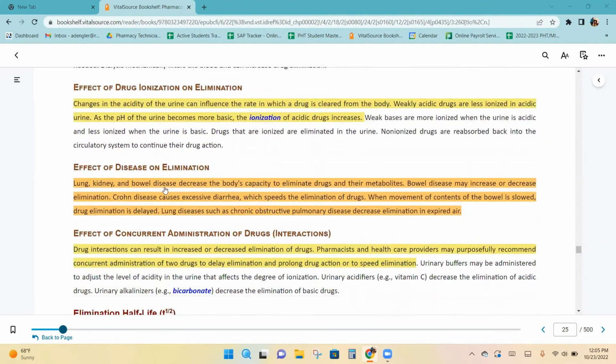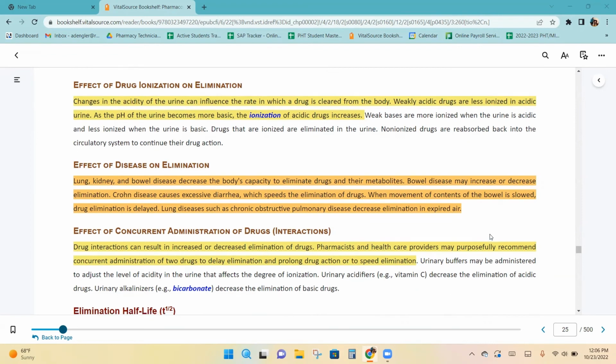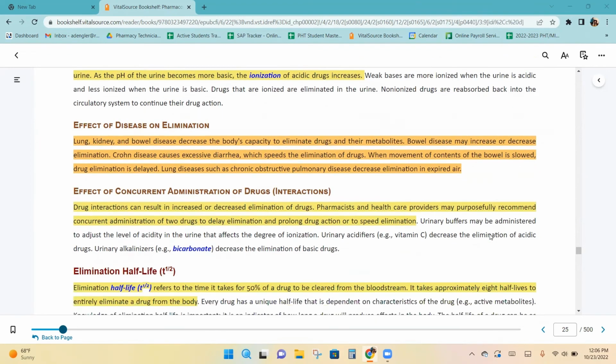Lung, kidney, and bowel disease decrease the body's capacity to eliminate drugs and their metabolites. Bowel disease may increase or decrease elimination. Crohn's disease causes excessive diarrhea, which speeds up the elimination of drugs. When movement of contents of the bowel is slowed, drug elimination is delayed. Lung diseases such as chronic obstructive pulmonary disease decrease elimination in expired air.